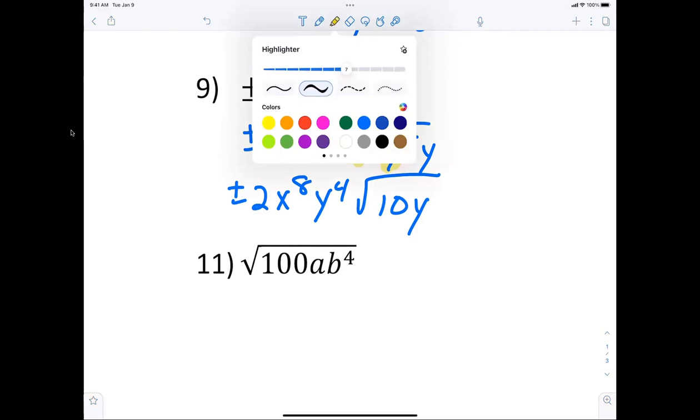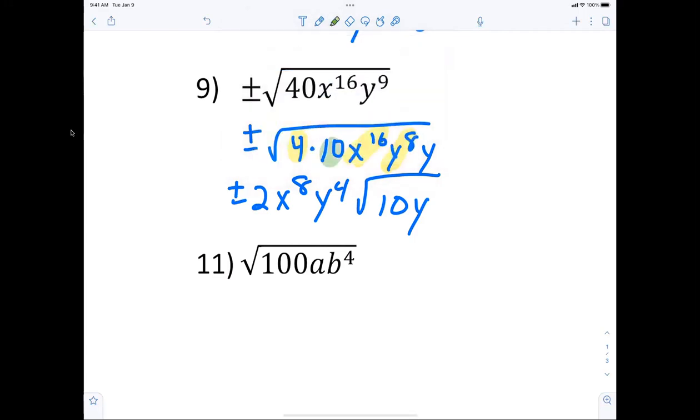That's what Nora was trying to ask me, which I didn't understand at first. 10 is not a perfect square, so that has to stay home. Y is not a perfect square, so that must stay home. The yellow highlighted are the perfect squares. You with me? The yellow is the perfect squares. The greens are not the perfect squares.